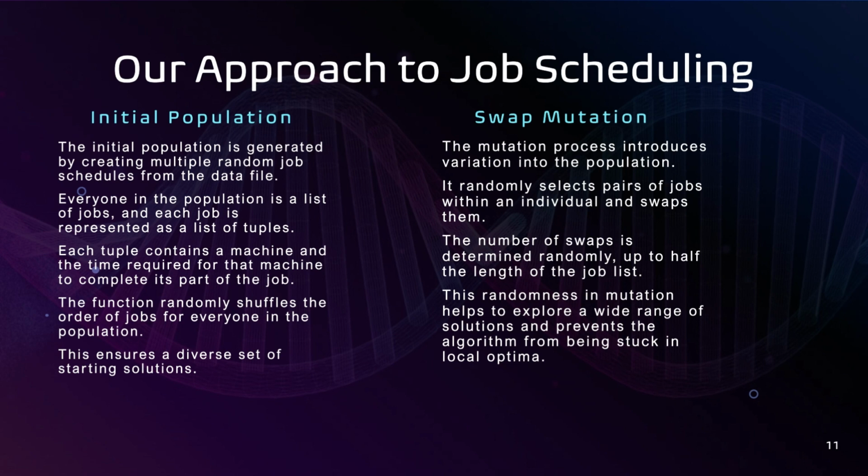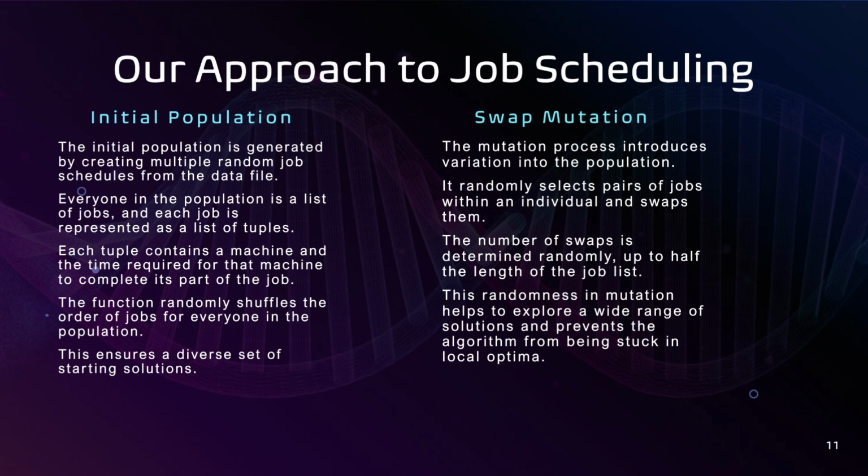First, we have the initial population. The initial population is generated by creating multiple random job schedules from the data file. Everyone in the population is a list of jobs, and each job is represented as a list of tuples. Each tuple contains a machine and the time required for that machine to complete its part of the job. The function randomly shuffles the order of jobs for everyone in the population. This ensures a diverse set of starting solutions.